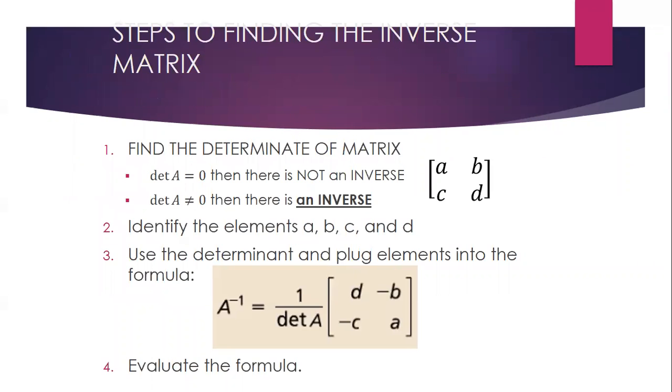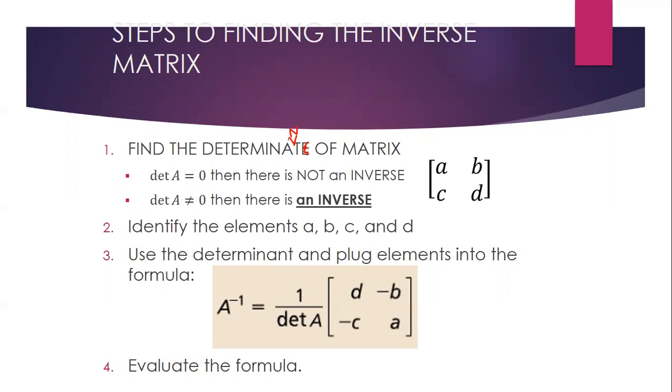Now, steps to finding the inverse matrix. When you're looking for the inverse matrix, this is what we do. Step one is you find the determinant of the matrix. That's the very first thing you do. I spelled determinant wrong. I wrote determinate. Just realized that. Oh well. I'm a math teacher for a reason.